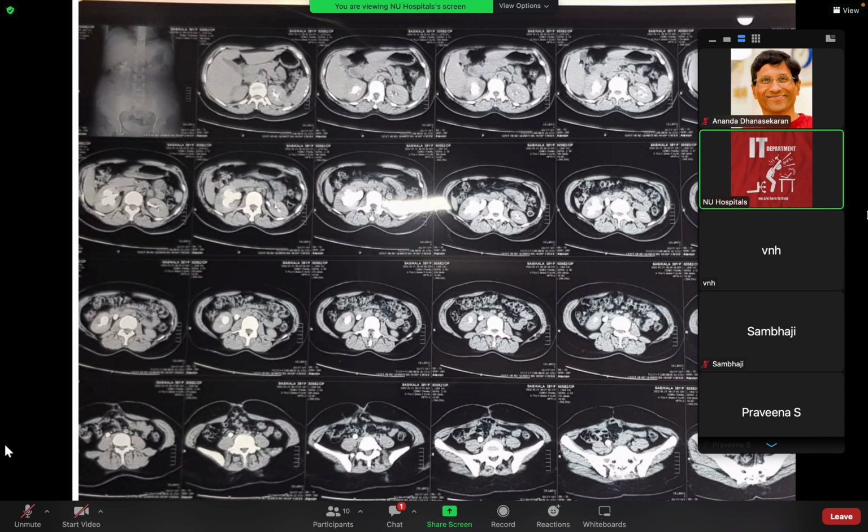Okay, so we will agree that a CT IVU was not necessary in this patient, in case anybody is getting confused. An IVU gives very good information. Please do not waste money and expose the patient to radiation by doing unnecessary CT scans.